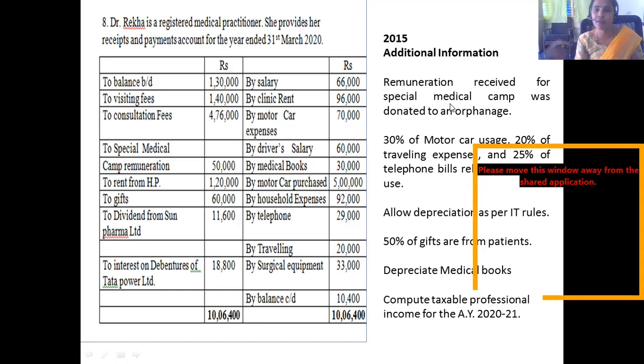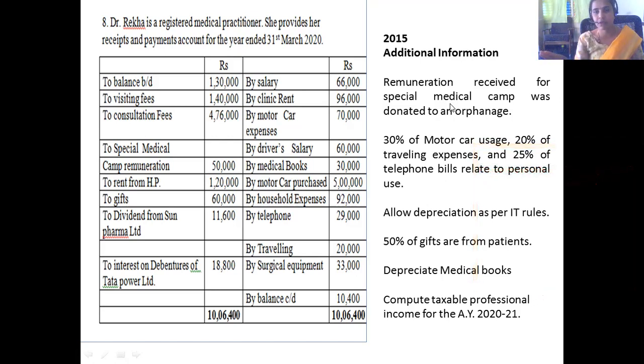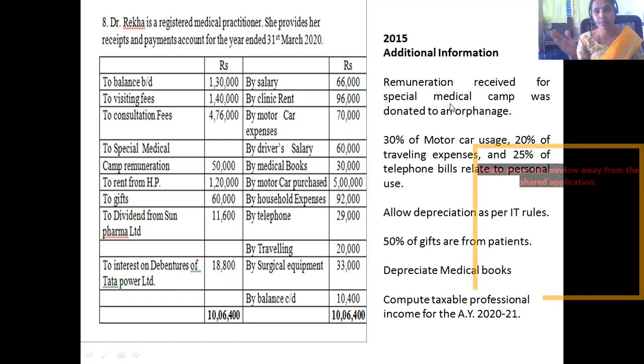So going by the remuneration, remuneration from the medical camp is definitely a professional receipt. We are not concerned about how it is spent, whether it is donated or whatever it is. That is not our concern. So that will not affect us in any way. Then the depreciation as per IT rules. Whenever we have any assets purchased in the previous year, we need to allow depreciation at the rates given. If in case some percentages are very specifically given in the problem with respect to any asset, we will go with what is given in the problem. Okay, that is clear. Gifts from patients is 50%. Depreciation on the medical books is given at 40%.